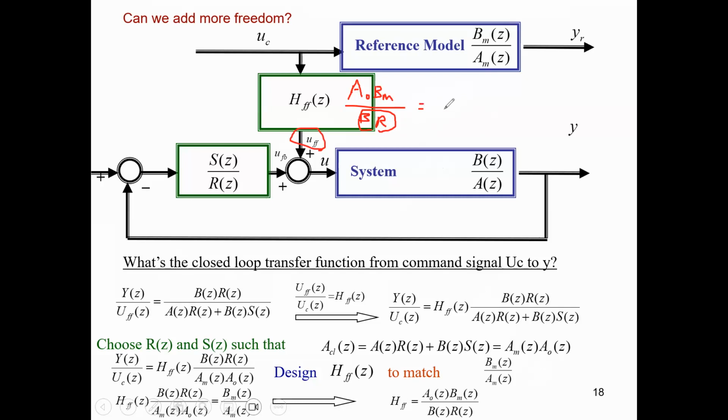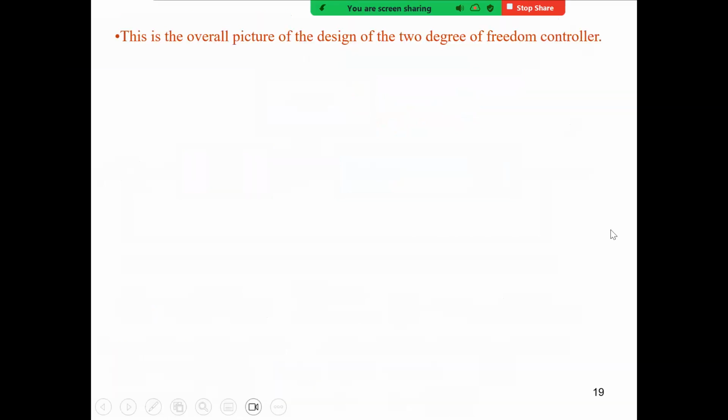Because this is a transfer function from the common signal to UFF. Of course, this one. Then how about this one? How about this PR? Is this PR operating? Which signal is it operating on? So therefore, actually, we design this so it will be cancelled out. So you see, in this way, I can match my reference model, right? So this is the overall picture of the design of the two degree of freedom controller.